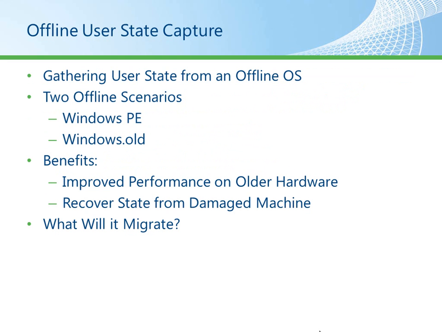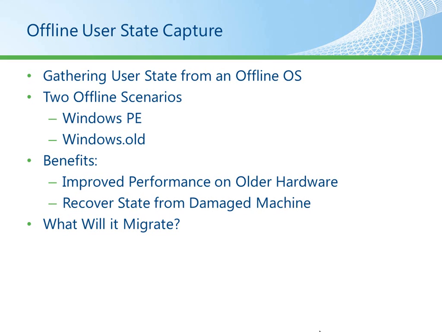Offline migration is a new scenario in the USMT 4.0, and this enables the scan state tool to run inside a different Windows operating system than the Windows operating system from which scan state is gathering files and settings from. There are 2 primary offline scenarios enabled in USMT 4.0, and you can see them up there, the Windows PE and the Windows Old. So in the case of Windows PE, the scan state tool is run from within the Windows PE environment, gathering files and settings from an offline Windows operating system on the same machine.